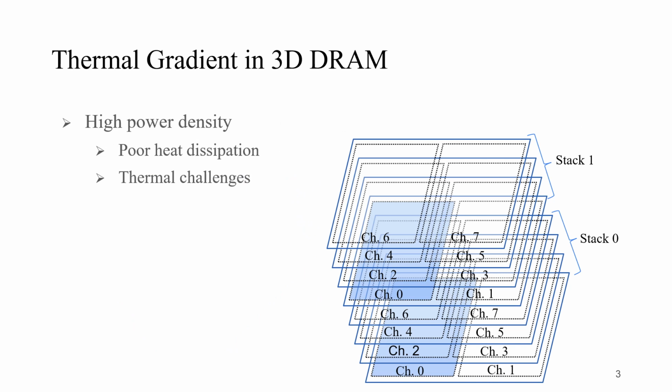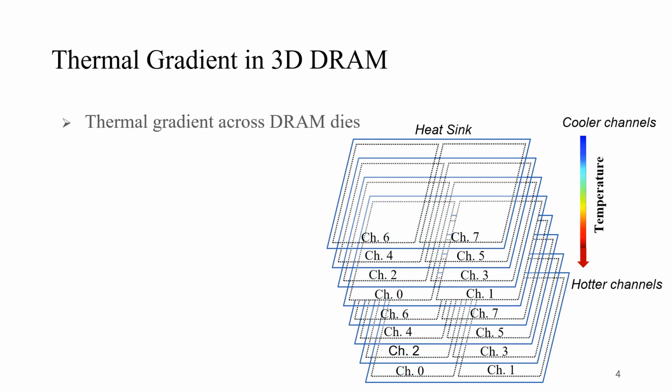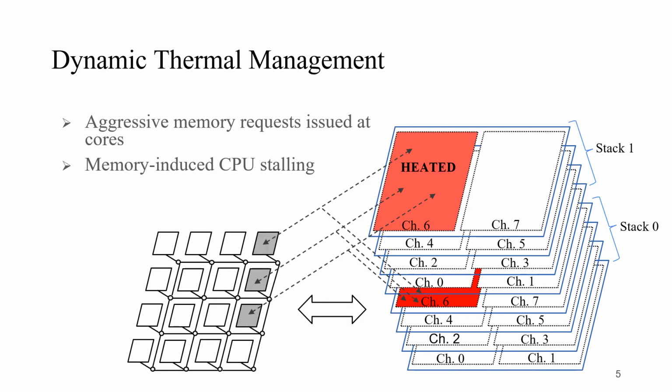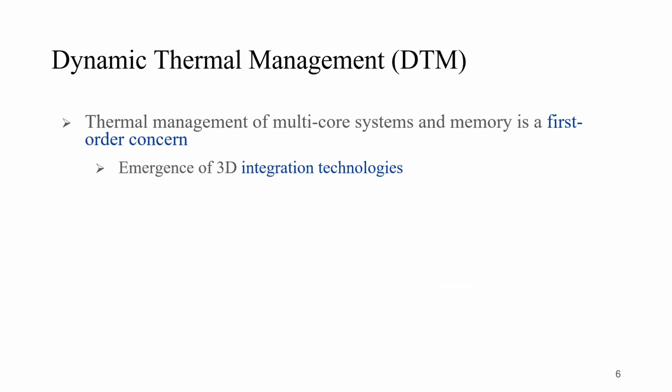Vertical integration causes high power density and poor heat dissipation, and associated thermal challenges. 3D DRAMs exhibit thermal gradient across different dies. Assuming heat sink at the top, bottom channels are hotter. Consider a multi-core processor and an off-chip 3D DRAM. Heating of memory channels from aggressive memory activity stalls the corresponding cores. Since the emergence of 3D integration technologies, thermal management in cores and memory is a first-order concern.